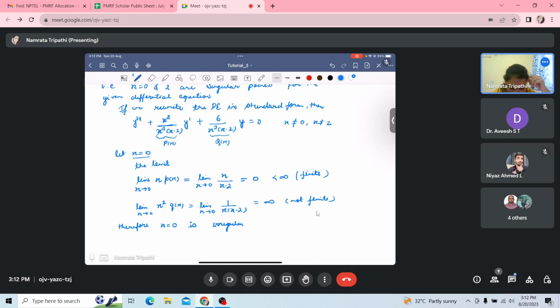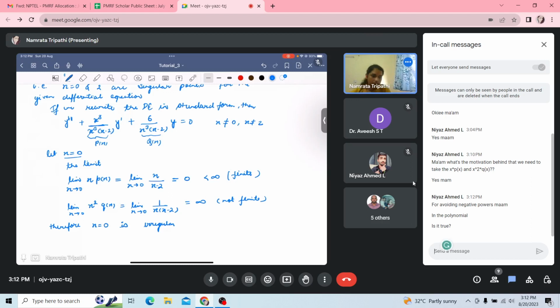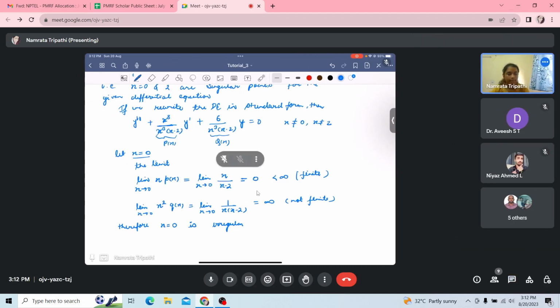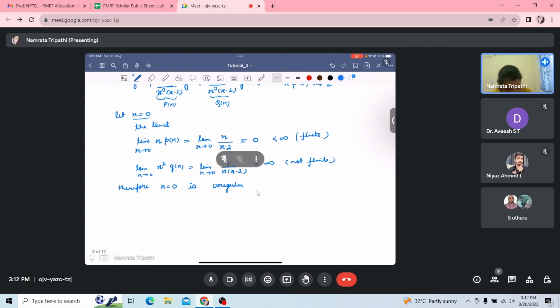Okay. Niyaz, I don't know this answer. It can be true, for avoiding negative powers. Okay, I will check this point also. So this is an irregular singular point.